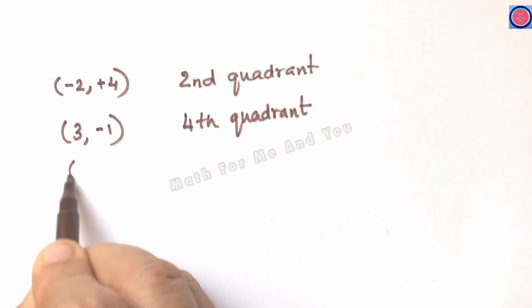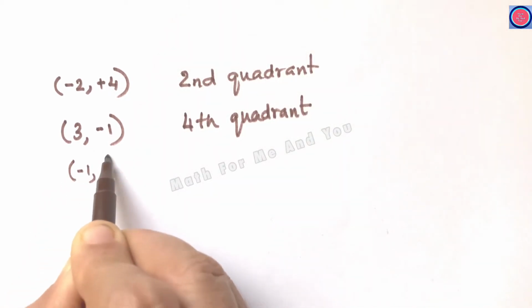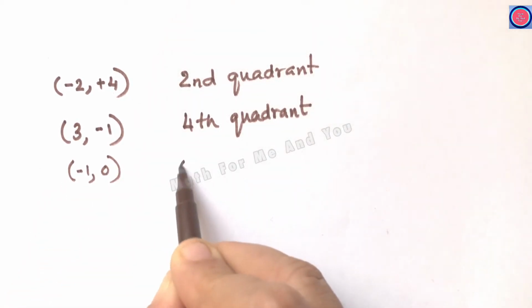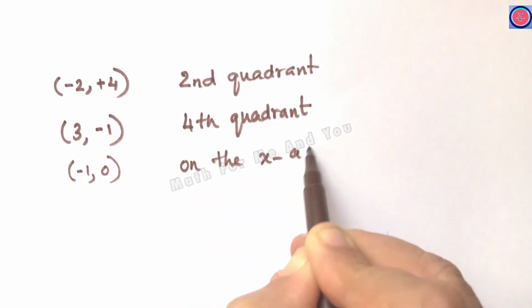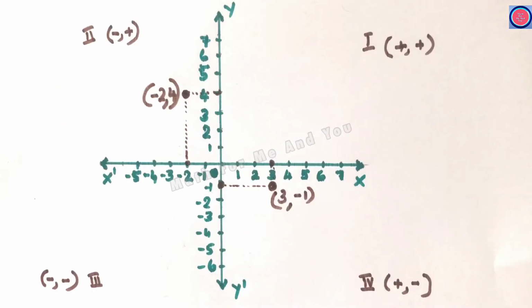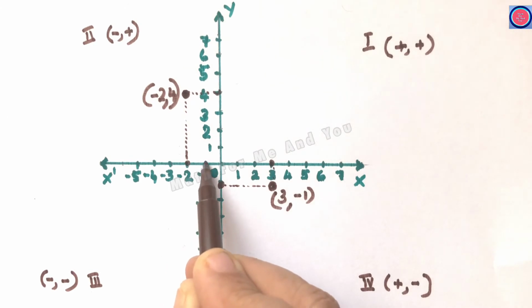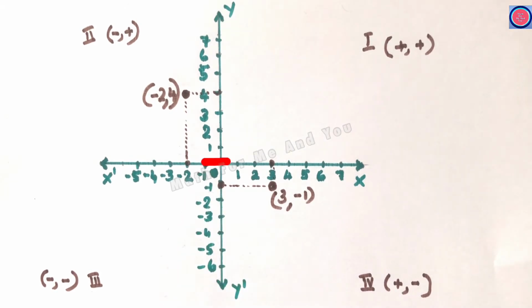Next point is (-1, 0). This is of the form (x, 0). We have studied that a point on the x-axis is of the form (x, 0). So this is a point on the x-axis. Next we have to locate this point on the Cartesian plane. So first we will mark -1 on the x-axis and y number is 0. The perpendicular from 0 we can see touches at -1. That means (-1, 0) is here. This is the point (-1, 0). It is a point on the x-axis.